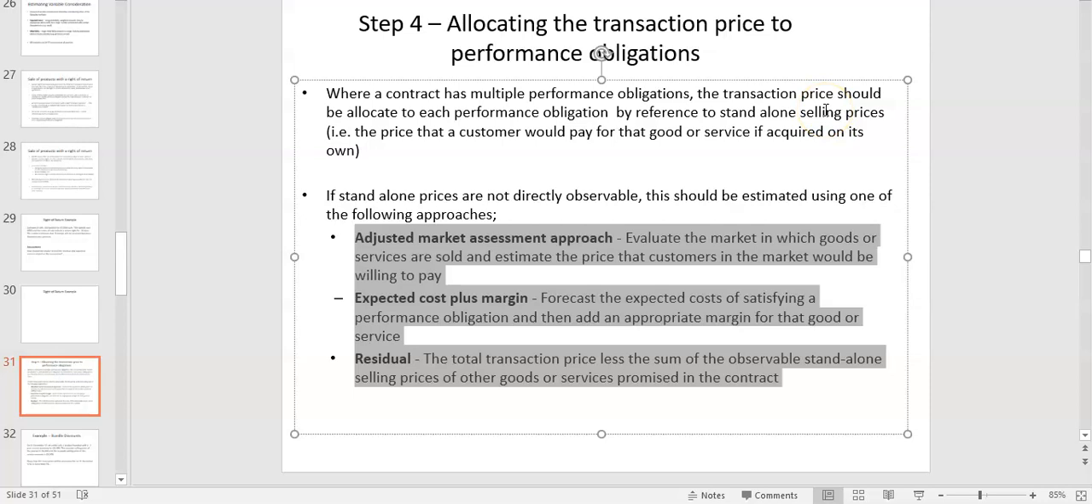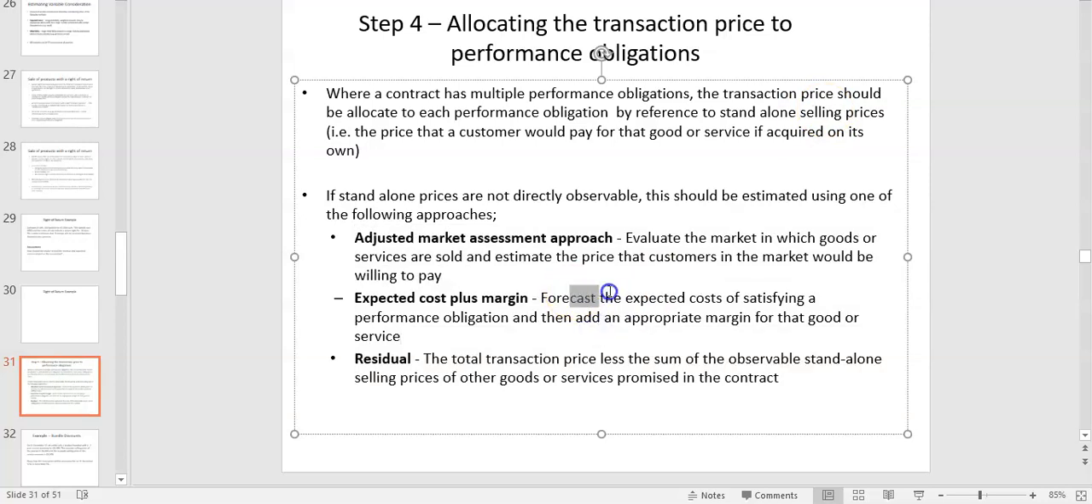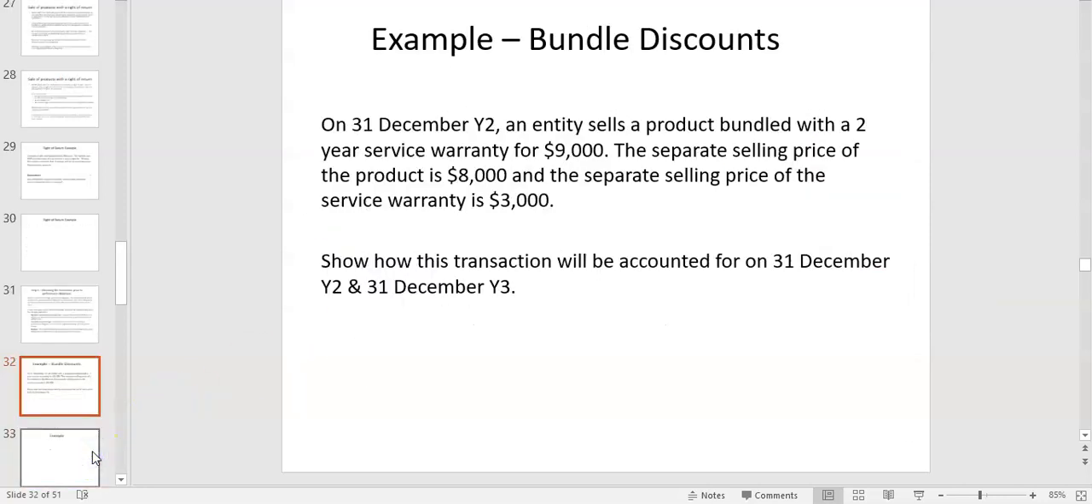In terms of giving an idea, for example, you might be given a forecasted expected cost, and then you add on an appropriate margin. That'll give you a good idea of how to allocate the price. But generally what you're trying to do is quantify what these would be worth on a standalone basis in terms of deliverables. And because they're bundled together, they're probably at a discount overall. So you allocate it pro rata. Now what that means, we'll see in an example. It's probably the easiest thing.